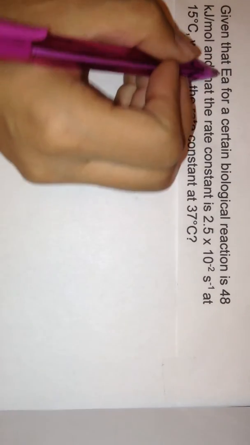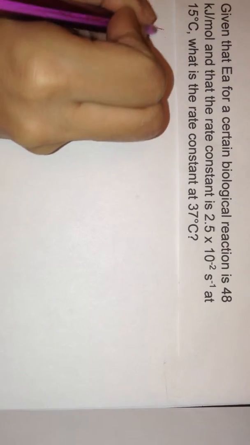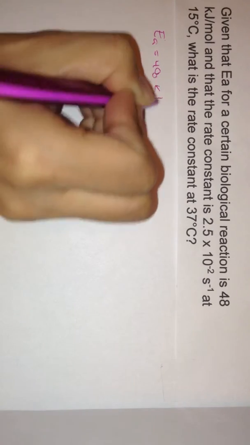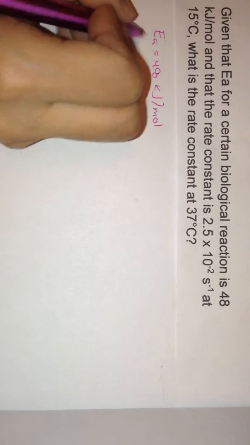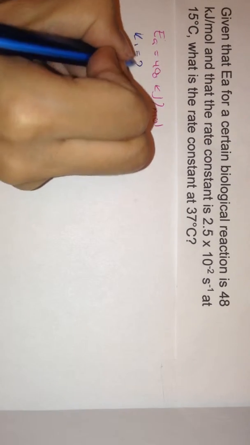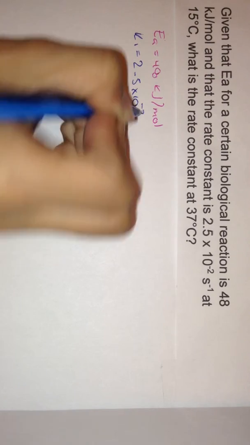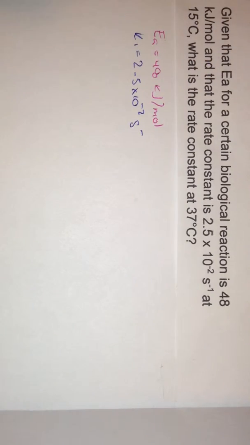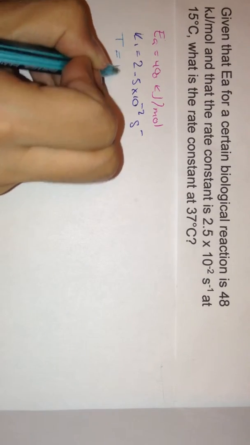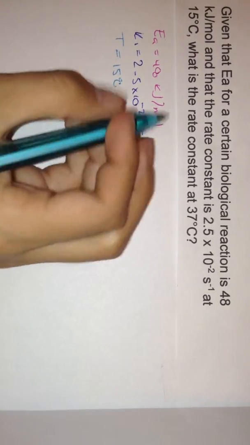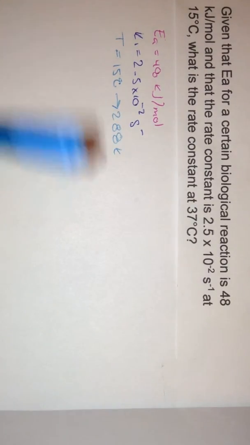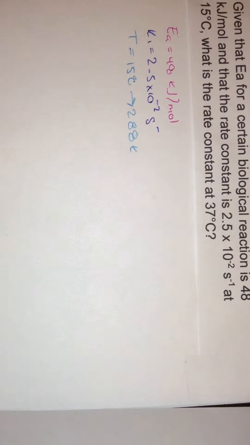First, let's write down what we know. We know the activation energy is 48 kilojoules per mole. We know our K1 is 2.5 times 10 to the negative 2 seconds, and that our first temperature is 15 Celsius, which is the same thing as 288 Kelvin.